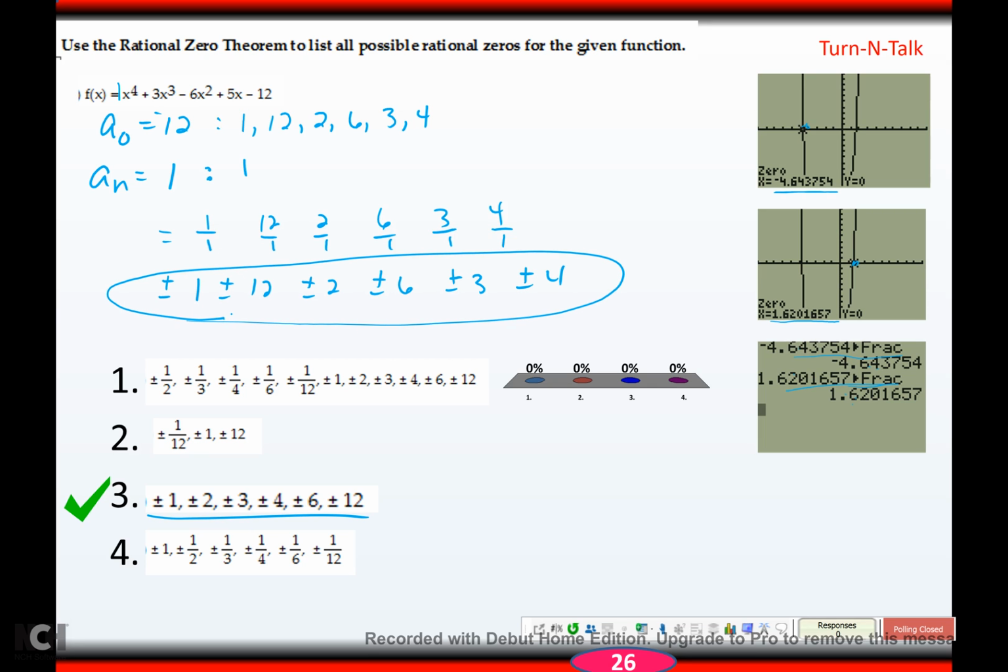You can see it does not cross at +1 or -1. It does not cross at +12 or -12. It does not cross at +2 or -2. +6 or -6, +3 or -3, +4 or -4. It doesn't cross at any of these, which means this function, again, could cross 4 times or 2 times or no times. And you can see it crossed twice. It has 2 real solutions, but they're not rational because they're not in this list. And you can't make them turn into fractions.